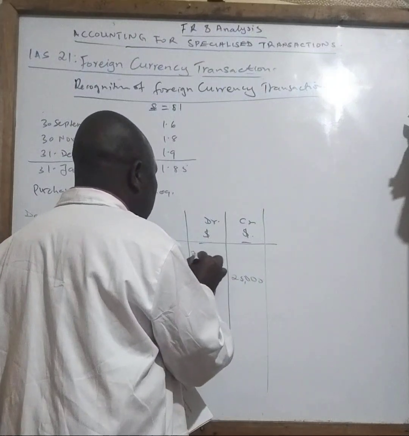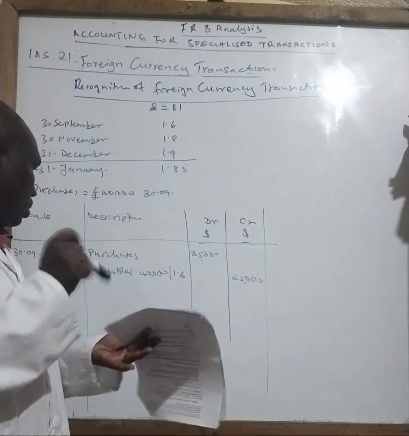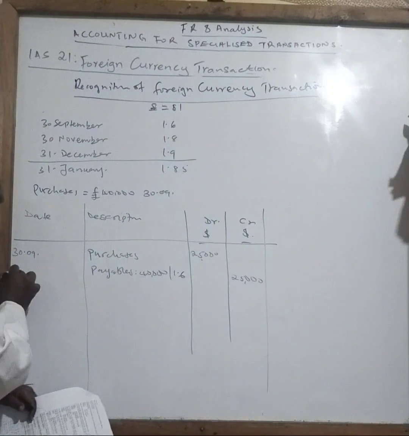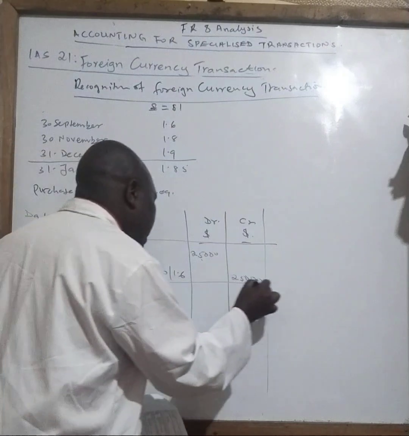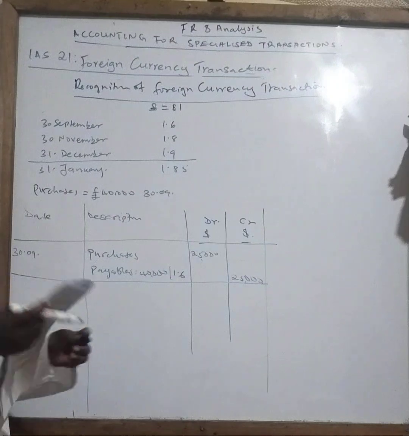So then you debit also 25,000 there. Then you have finished recording. This is just recording. So we have recorded this one in the books of accounts. Then what is the question saying?